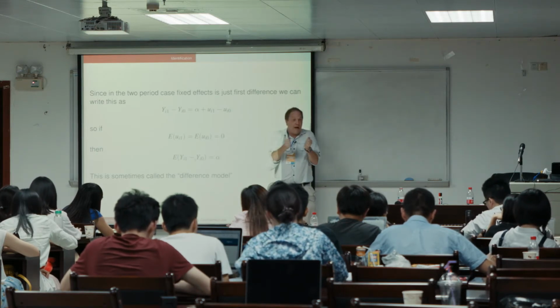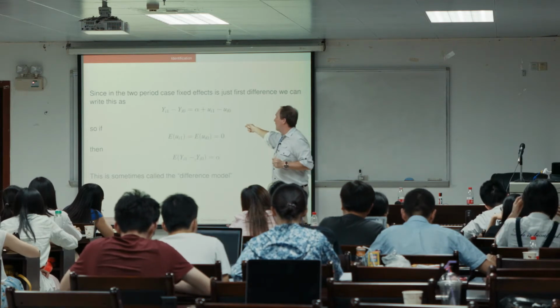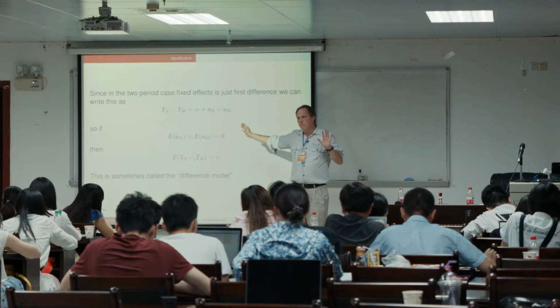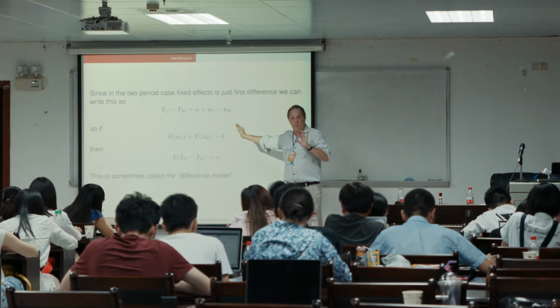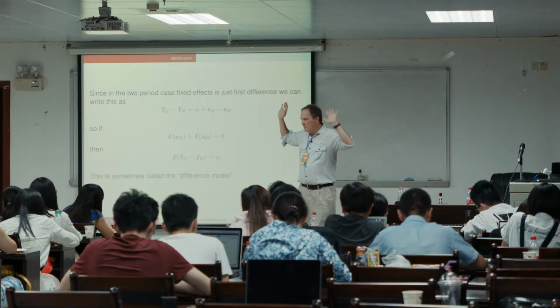But in general, there's lots of things that are going to happen over time. And if we just do this, we're going to attribute anything that happens over time to the policy. Okay? So that's going to be the problem with the difference model. So that's why we're going to do difference in differences. Are you guys with me on this?